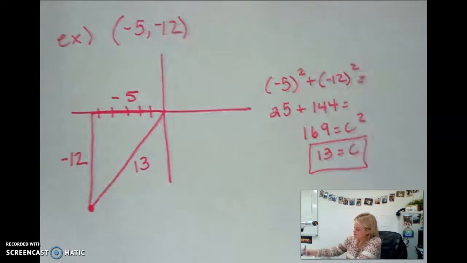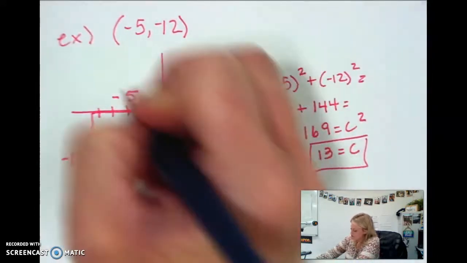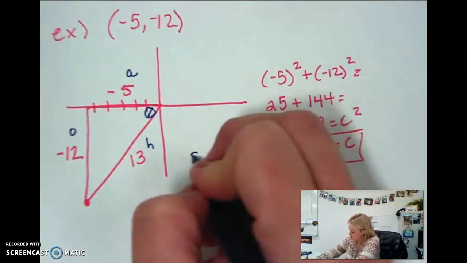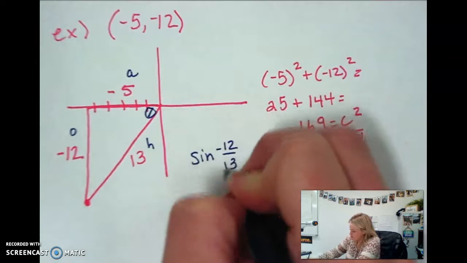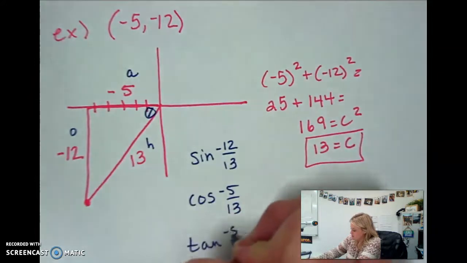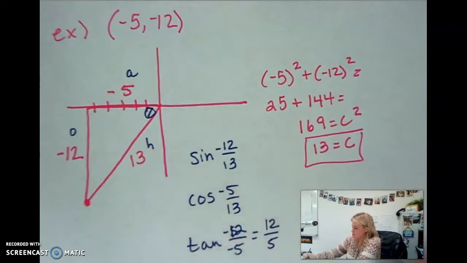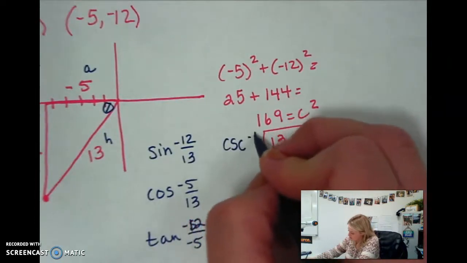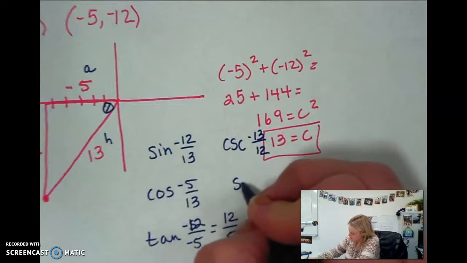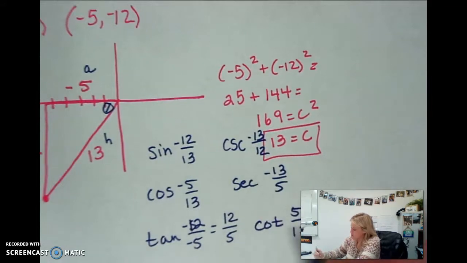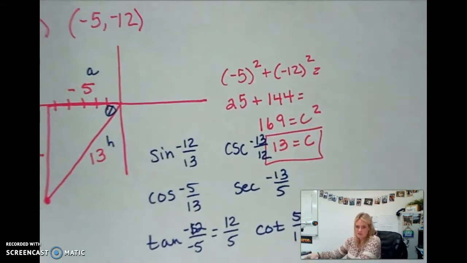And now theta, remember, always comes out of the origin. So this is my adjacent, opposite, hypotenuse. So sine is opposite over hypotenuse. Cosine is adjacent over hypotenuse. Tangent is opposite over adjacent. And make sure a negative divided by a negative becomes positive. Cosecant then is negative 13/12. Secant is negative 13/5. And cotangent is 5/12. So again, this shouldn't feel anything too difficult.